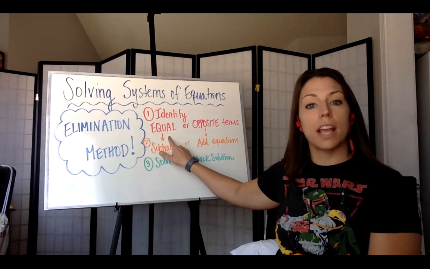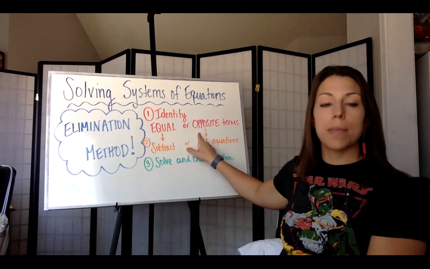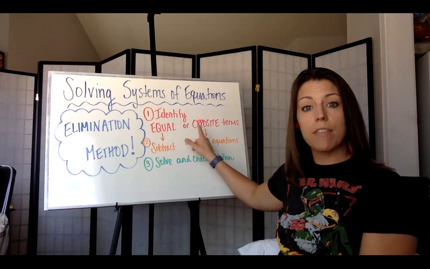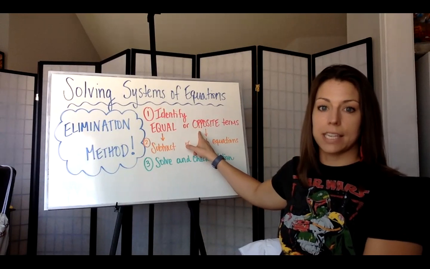So equal would be something like 4 and 4. Opposite would be something like 4 and negative 4. Equal would be something like -5 and -5. Opposite would be -5 and +5.